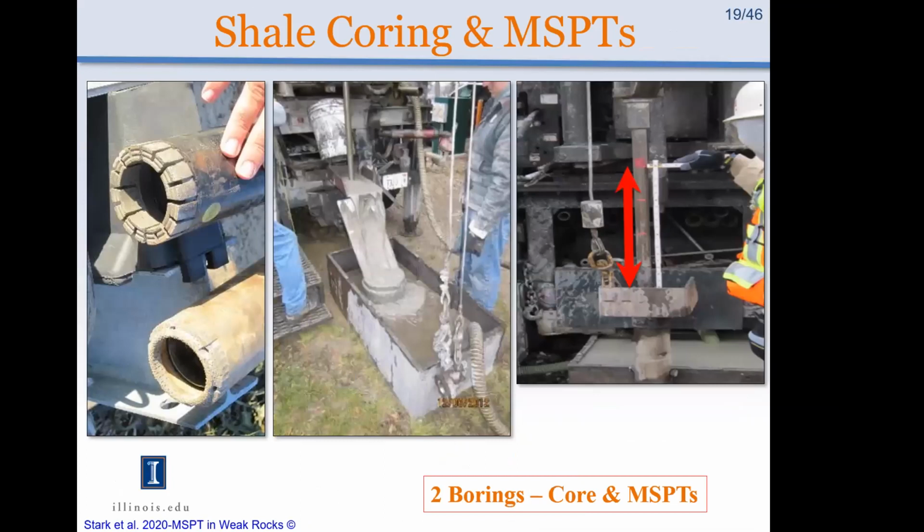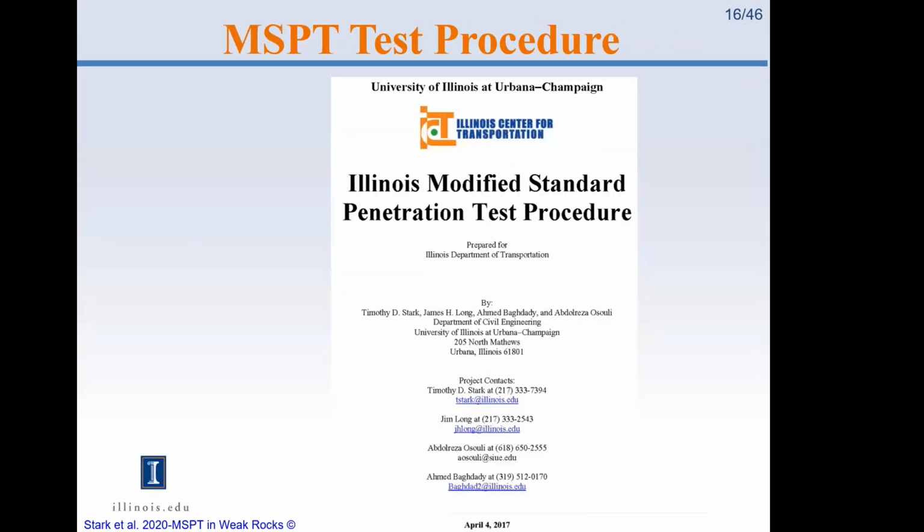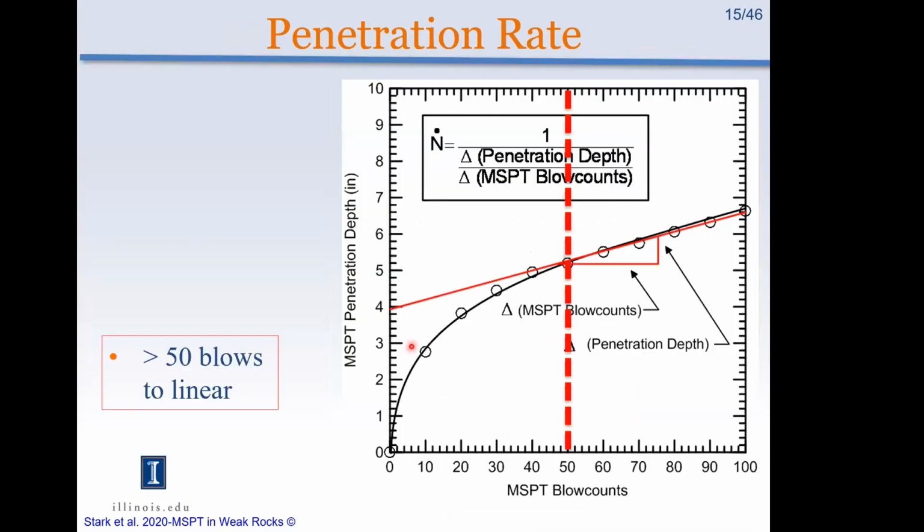Okay, so I'm backing up to the diagram for the linear portion and the initial portion. We actually get to the linear portion fairly quickly, and we usually can get there within 10 or 20 blows, certainly never more than 50 blows. So we rarely have to go to 100 now.